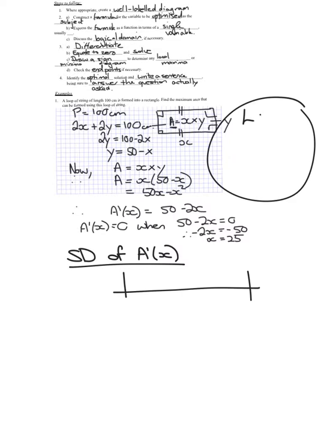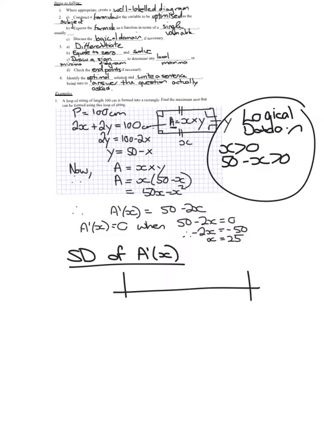So we're just going to do the sign diagram. One thing that I forgot to do, which I should have done earlier, was to work out the logical domain. That was a step up there. So our logical domain, obviously x has to be greater than 0 and y has to be greater than 0. So 50 take x has to be greater than 0.